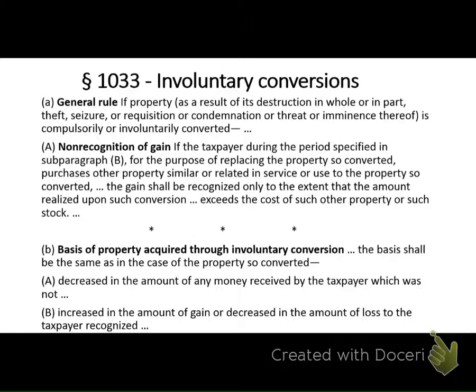The 600 minus the 250. So he has a realized gain of $350,000. But we know 1033 applies, and it's a non-recognition because Carl invests the money received in a new piece of property. So he purchases this new piece of property worth $560,000.